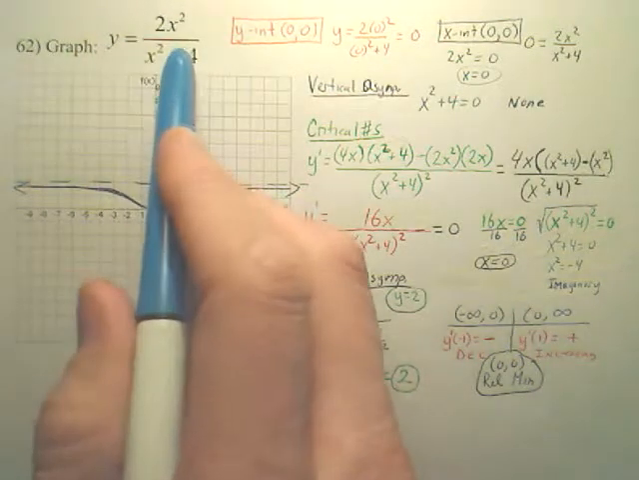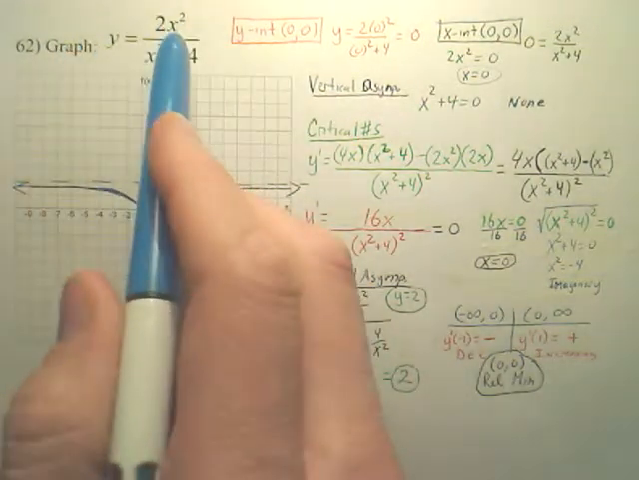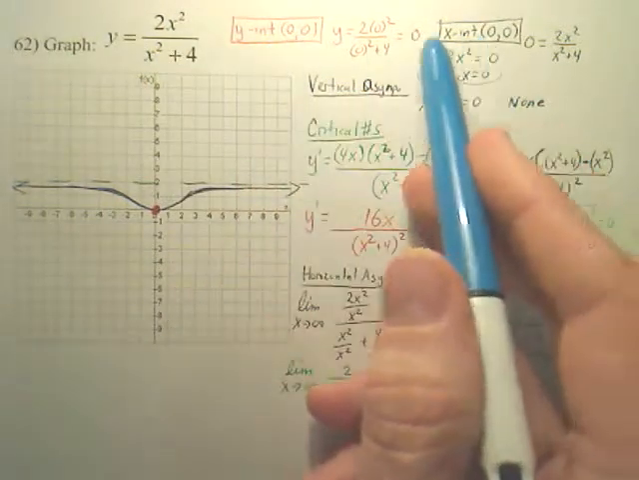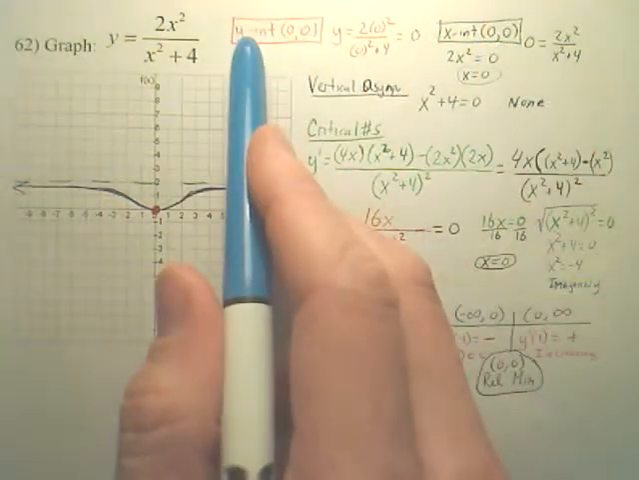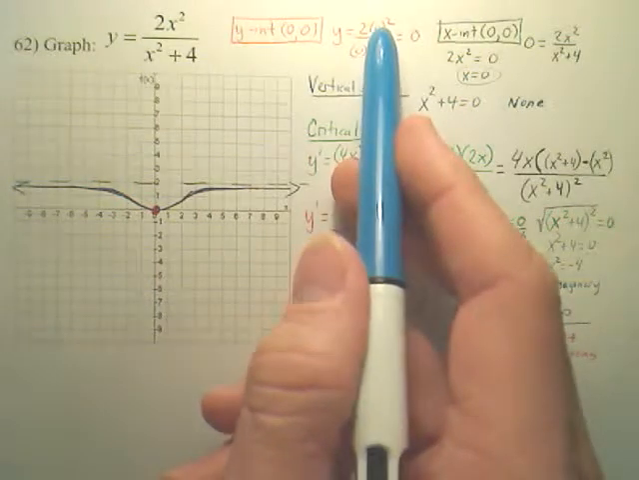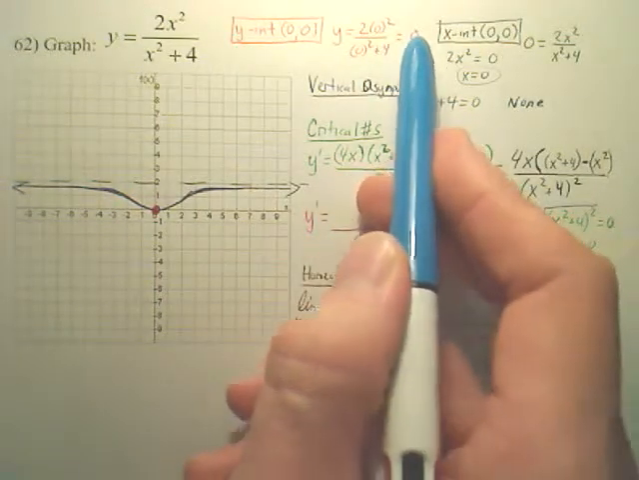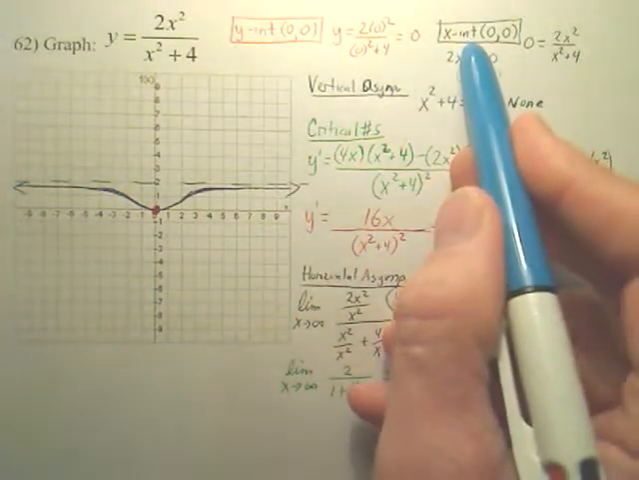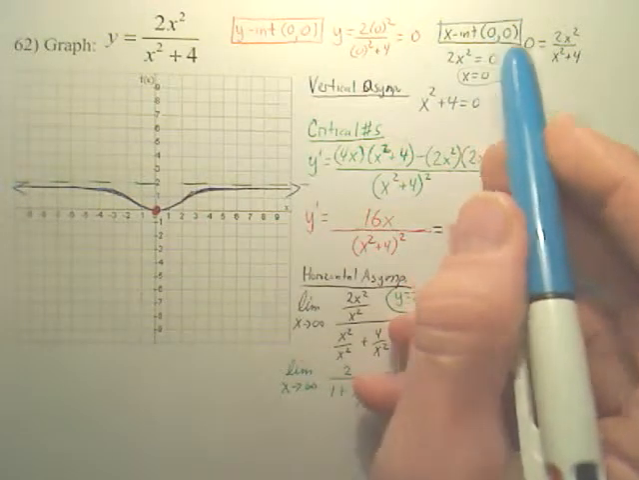Okay, we're going to graph this. The first step to graphing this equation is to find the x and y intercepts. To find the y-intercept, you plug 0 for x. When we do that, we get 0. To find the x-intercept, you plug 0 for y.